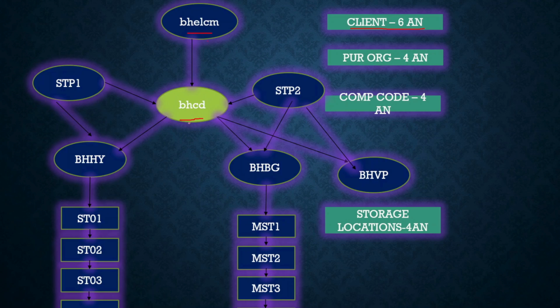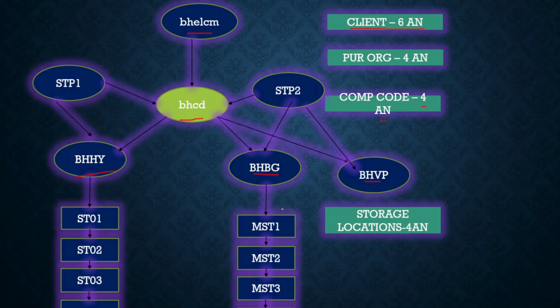So that BHCD is a company code. So company code also can be maximum 4 alphanumeric. So here we just took alphabet. Alphanumeric means alphabet or numeric. We can also take a numeric only, like 1000 or 2000, like that. And we can also take the combination of alphabet and numeric, like BH01, like that we can also take. So it can be maximum 4 alphanumeric in SAP environment.